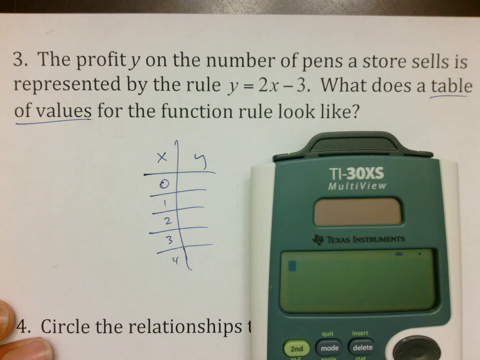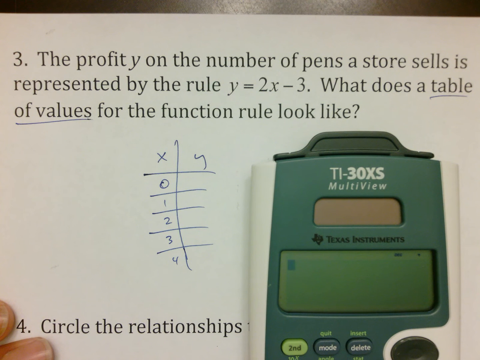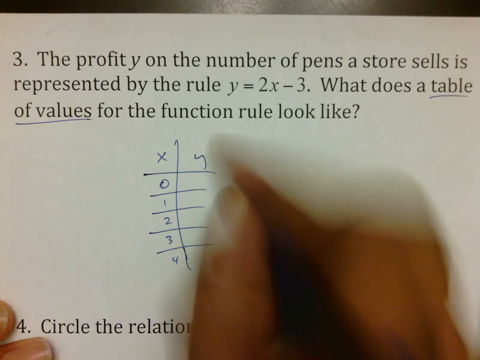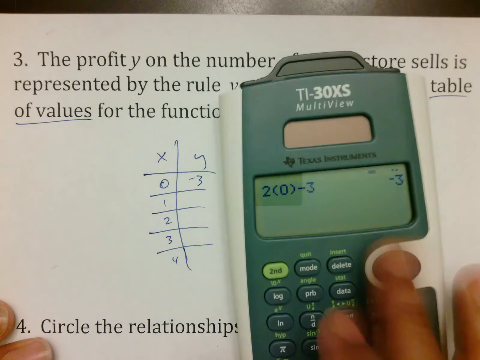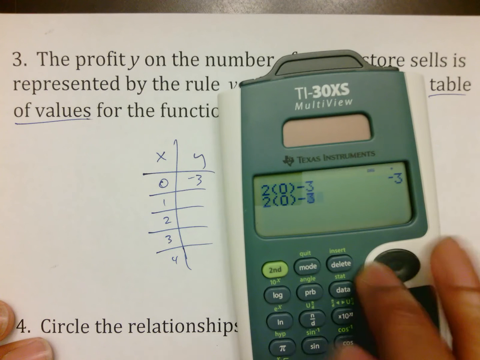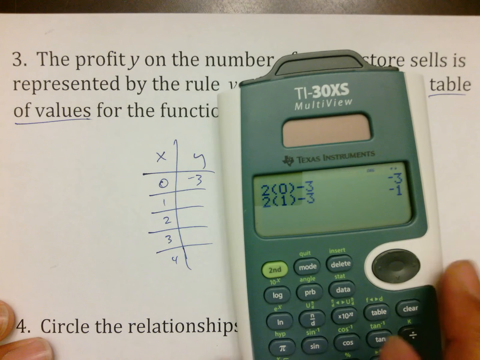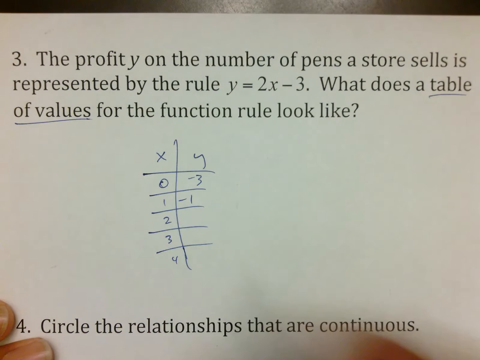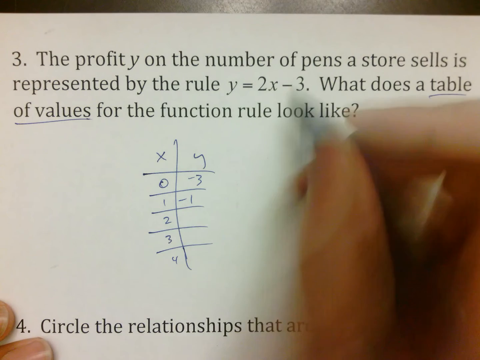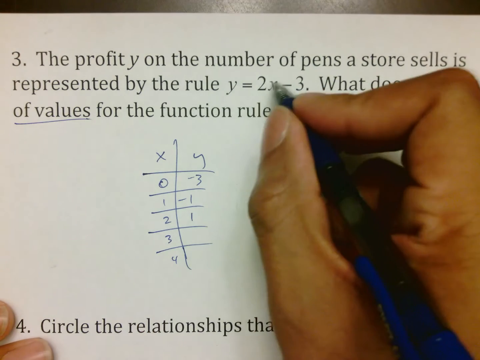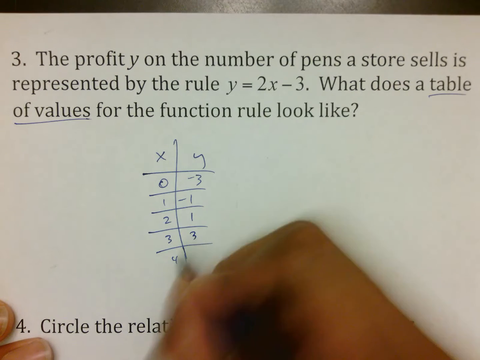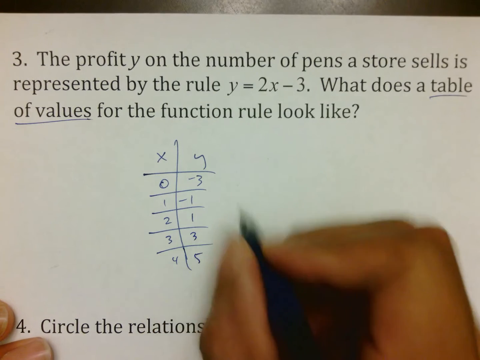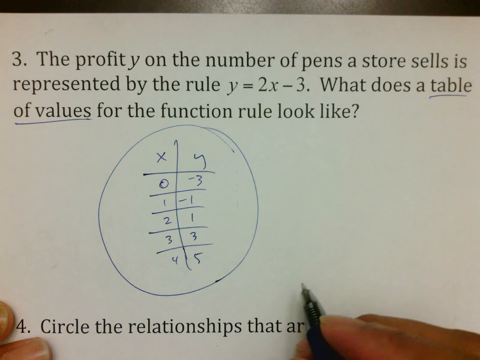And so when doing this, we will go ahead and do 2 parentheses 0 minus 3, which of course is -3. Then we'll just go back, turn our 0 into a 1, which gives me a -1. Again, you're just taking this number and plugging it in, or you can do it in your head. 2 times 2 is 4. 4 minus 3 is 1. 6 minus 3 is 3. 8 minus 3 is 5. That is all you need.